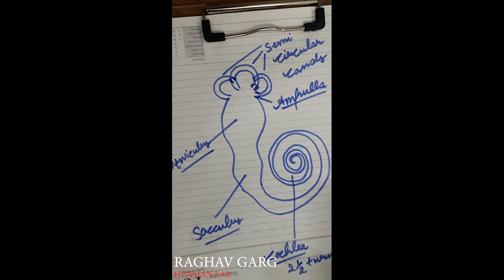This is the diagram of the membranous labyrinth, which is asked every alternate year in board exams in Section B of 2.5 marks. Thank you.